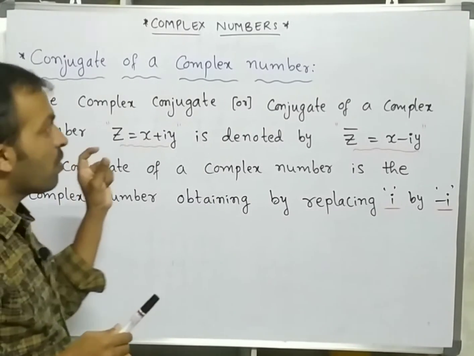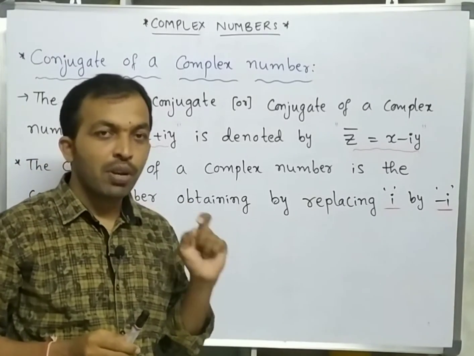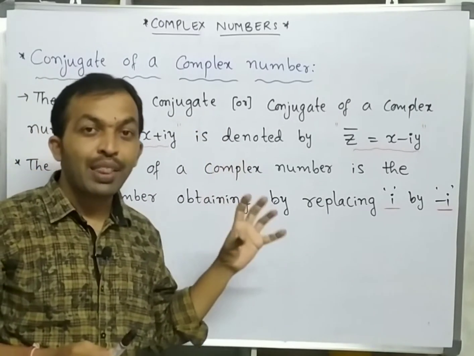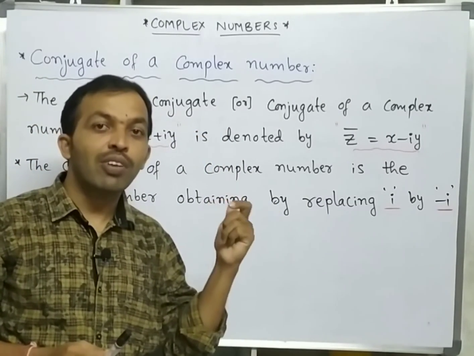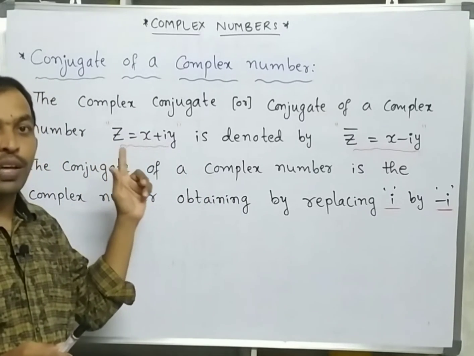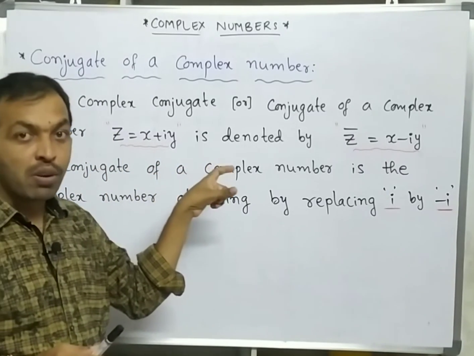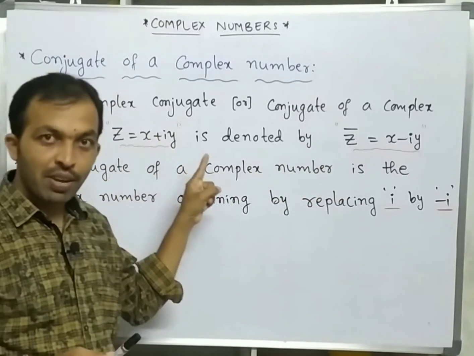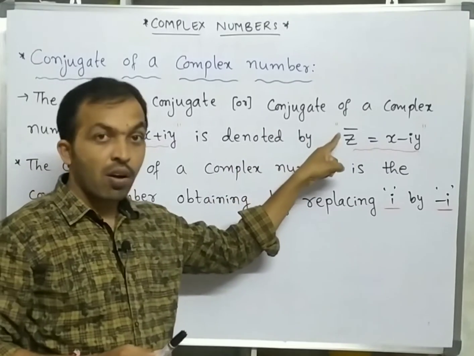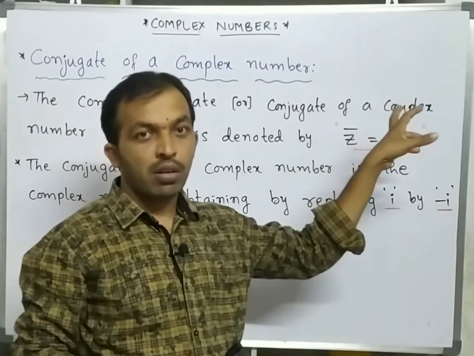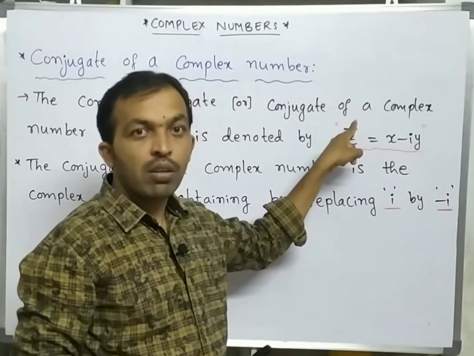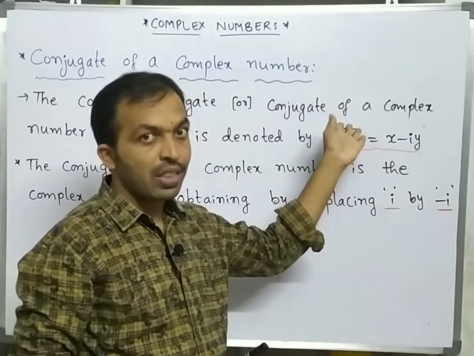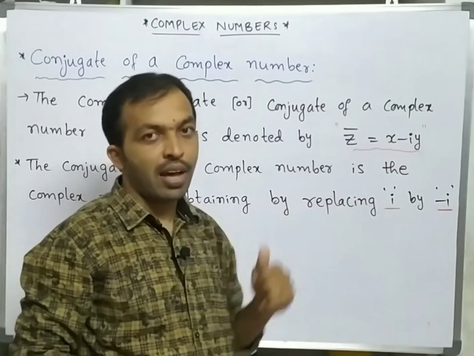Now the definition of conjugate of a complex number, simple definition: the complex conjugate, this is also pronounced as complex conjugate or conjugate of a complex number z equal to x plus iy, is denoted by z bar. So z equal to x plus iy is a complex number, so the conjugate is denoted with z bar. Put a line on z, that is called z bar, which is equal to x minus iy.